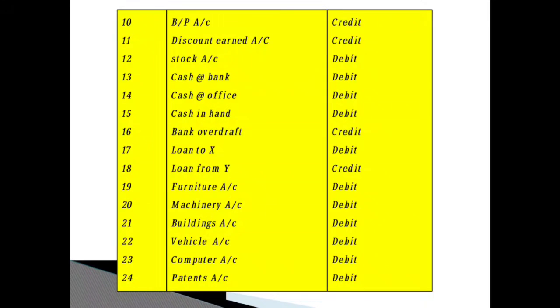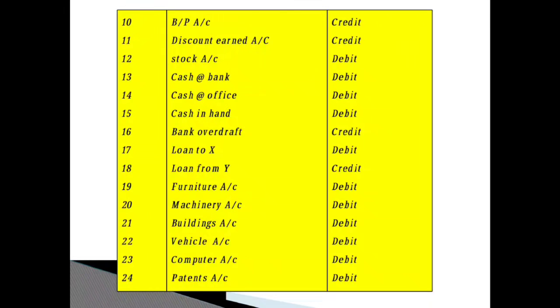Then cash at bank shows debit balance because it is also an asset. Cash at office is debit because it is an asset. Then cash in hand is also an asset, so debit balance. Then bank overdraft is a credit because it is a liability. What is bank overdraft? See, if you have a bank account and you overdraw more than the amount you have in your bank account, we call that an overdraft. So that is a liability for us, and it shows credit balance. Then loan to X: we have given a loan, which means it is an asset, so we show a debit balance.